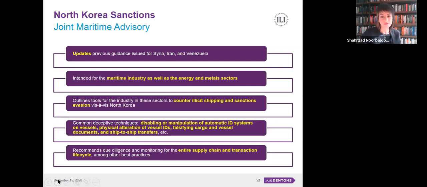The advisory recommends several steps to minimize the risk arising from deceptive practices, which include institutionalizing sanctions compliance programs, establishing AIS best practices and contractual requirements, monitoring ships throughout the entire transaction lifecycle, and exercising supply chain due diligence.